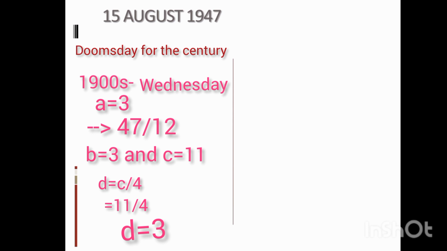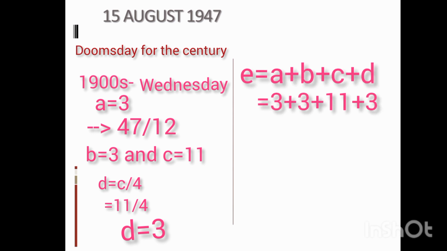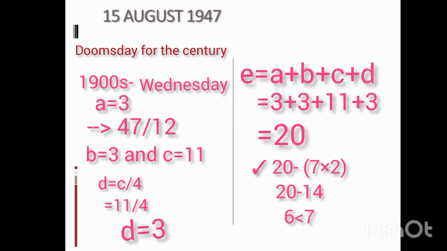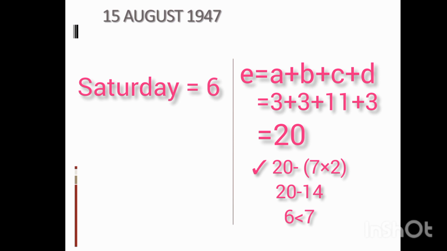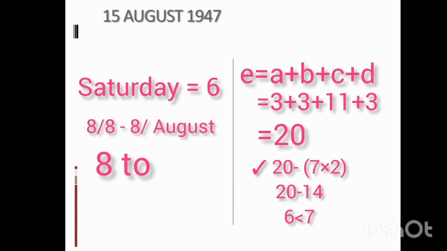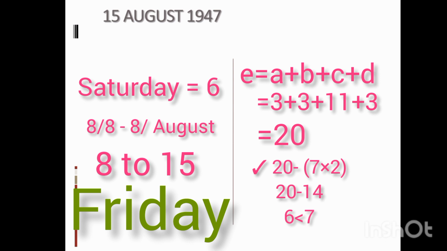The next step is to use these values in the formula. E equals A plus B plus C plus D, equals 3 plus 3 plus 11 plus 3, equals 20. Okay, now subtract 14 from E, which gives us 6. It should be less than 7. What's the day code for 6? It's a Saturday. Moving on to find the doomsday for the month of August. The anchor day for August is Saturday. Counting forward, we will find that the 15th of August 1947 falls on a Friday.